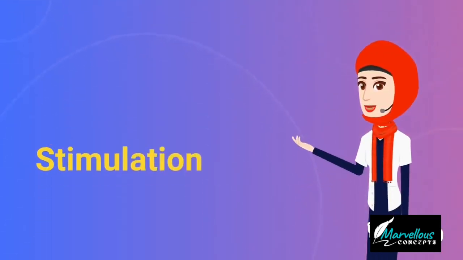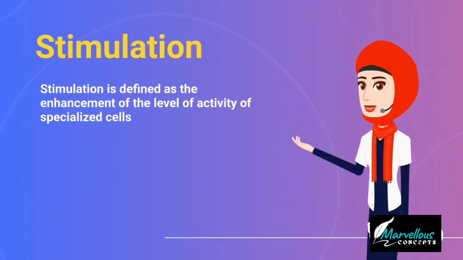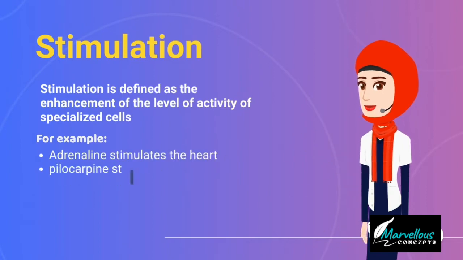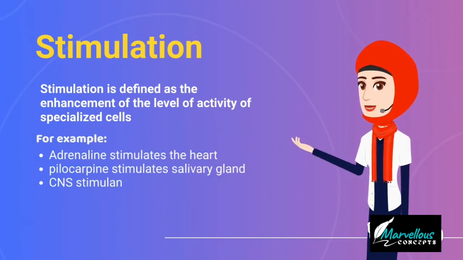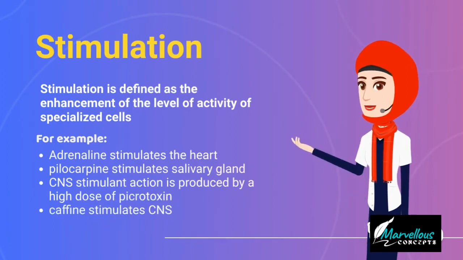First one is stimulation. Stimulation is defined as the enhancement of the level of activity of specialized cells. That is nothing but once we take the drug, it will show an increase in the activity which is going on in the cells. For example, adrenaline stimulates the heart, pilocarpine stimulates salivary glands, CNS stimulant action is produced by a high dose of picrotoxin, whereas caffeine also stimulates the CNS.